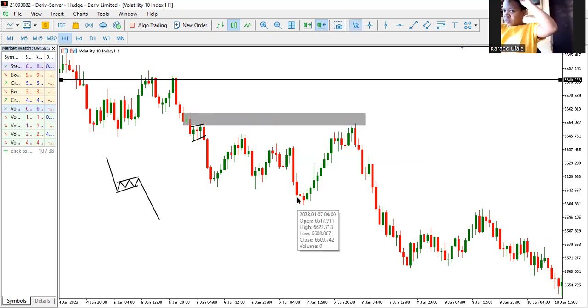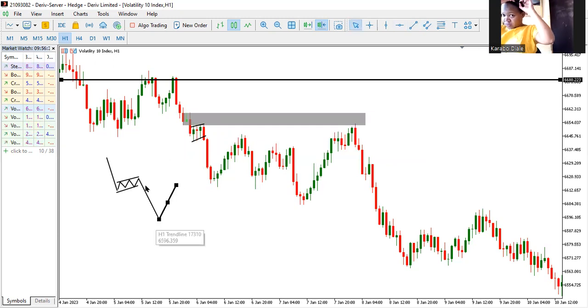Now you're going to trade this one, a drop base drop. This one is just tradable, you take your entry here. There's no need to wait for it to come back again. This one is just a potential continuation pattern that shows you we are still going down.